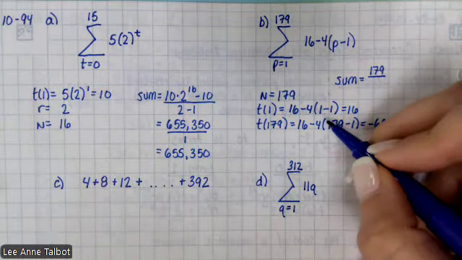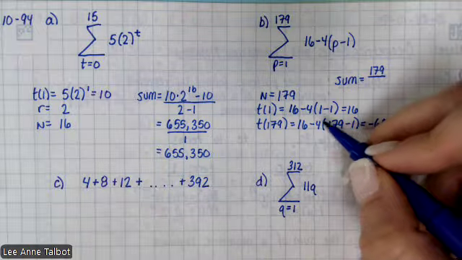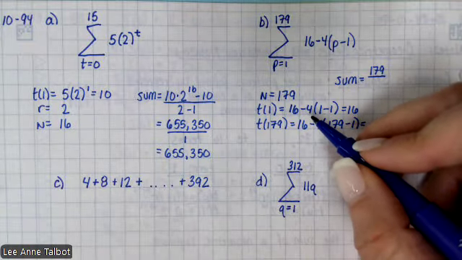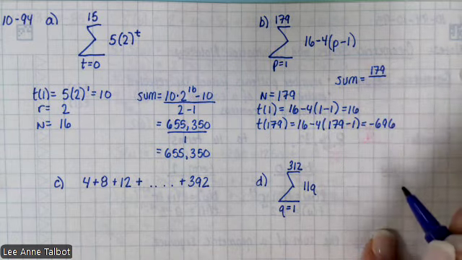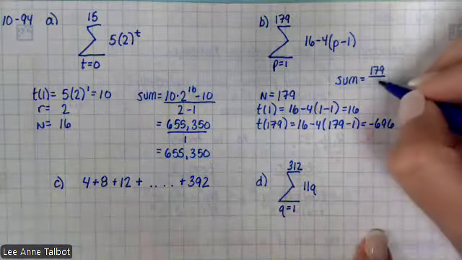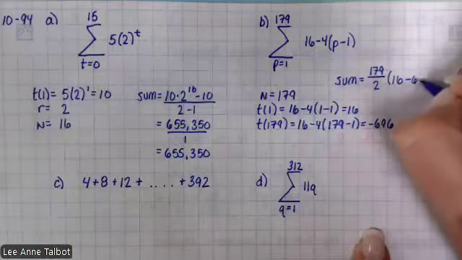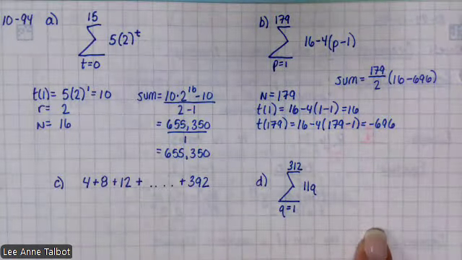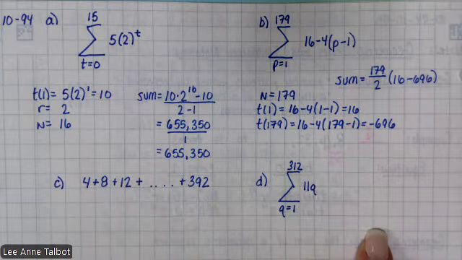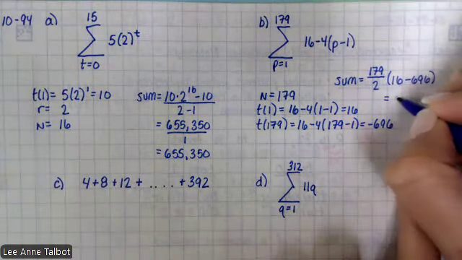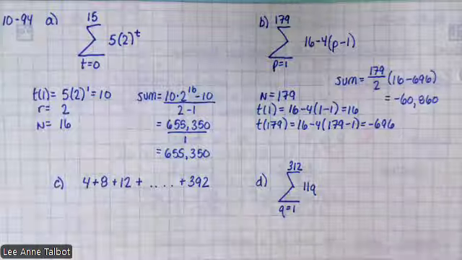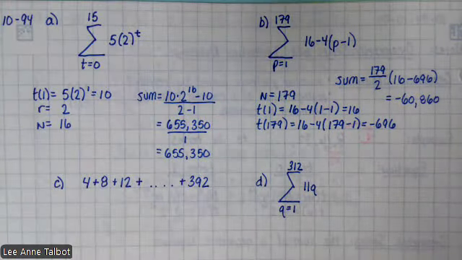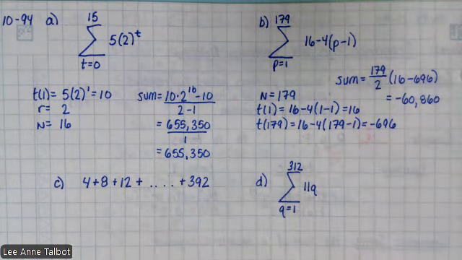What's 1 minus 1? What's 0 times -4? What's 16 minus 0? To be honest with you, I just typed it in the calculator. I got negative 60,860.